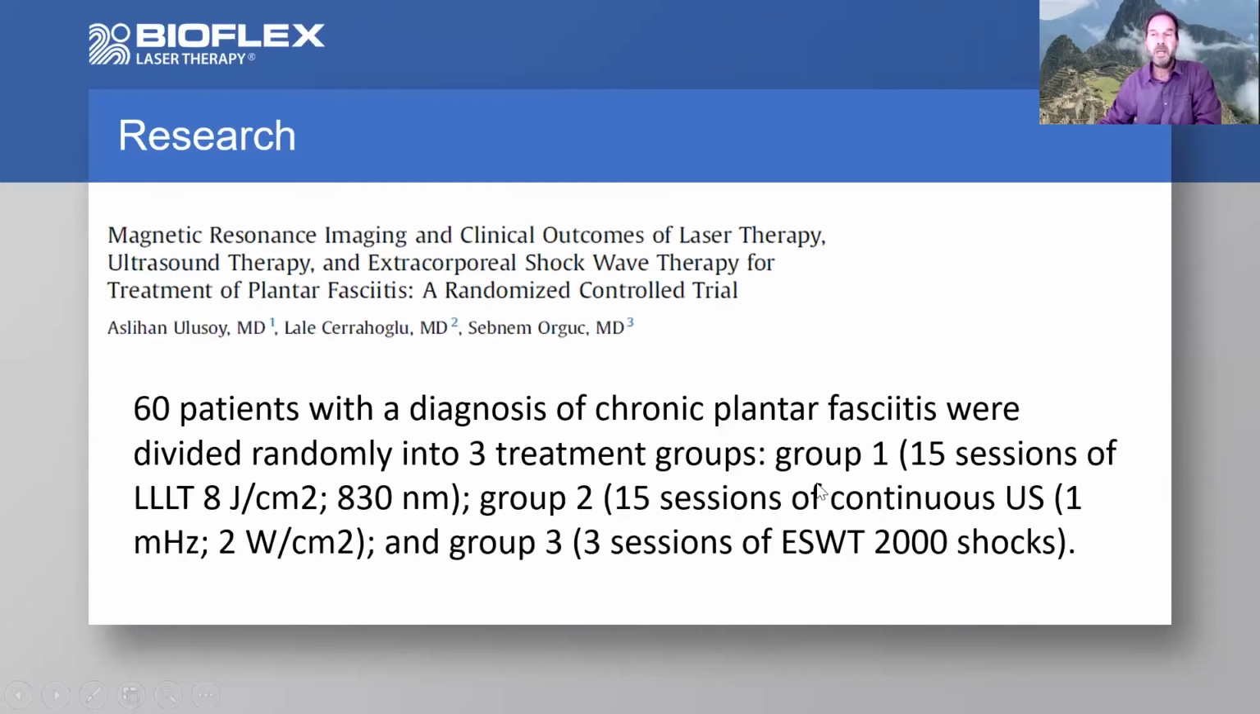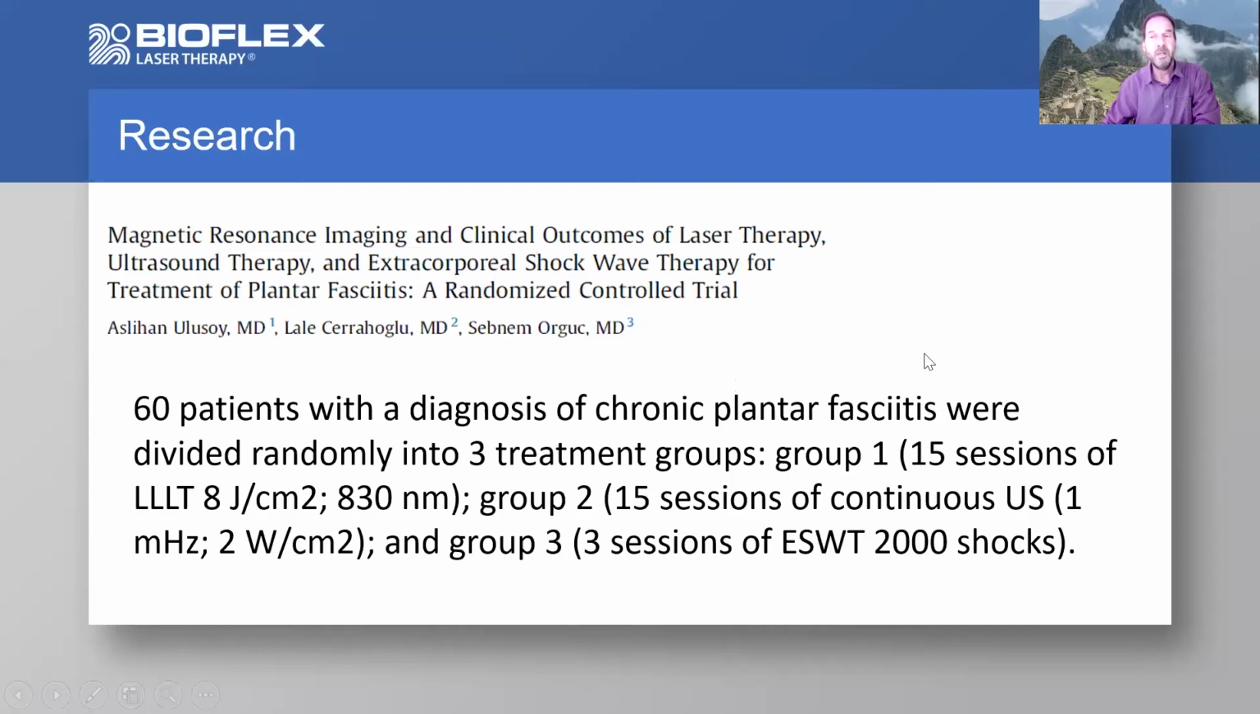Looking at the research, I mentioned there's a couple of papers I'm going to present. One I found really interesting because shockwave therapy is one of the common therapies used out there for treatment of this condition. And I don't have a problem with shockwave. I like it a lot, actually. But it's not superior to laser therapy. In fact, if I had shockwave, I would be doing it first and then laser therapy.